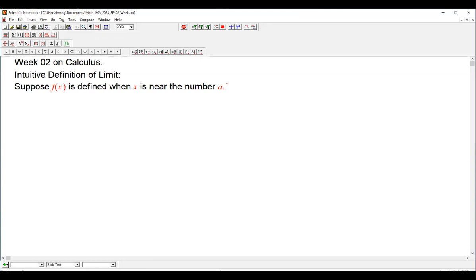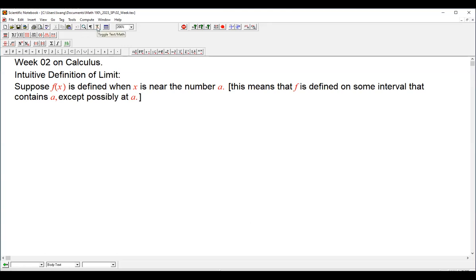Okay, so what does this mean? This means that f is defined on some interval that contains a, except possibly at a, which means that it may be defined at a and maybe not defined at a. But whether it is defined at a or not, it doesn't matter.